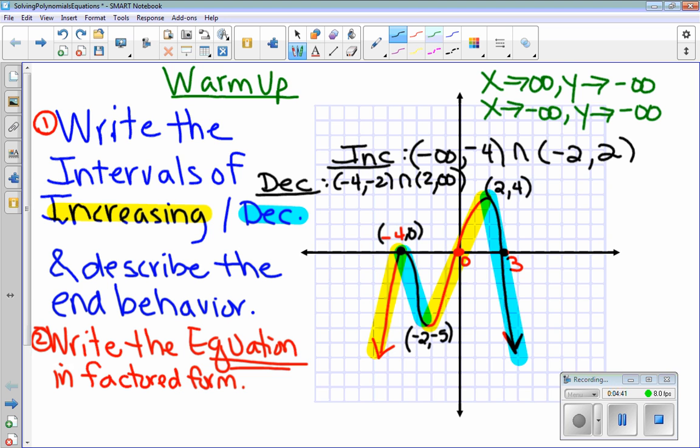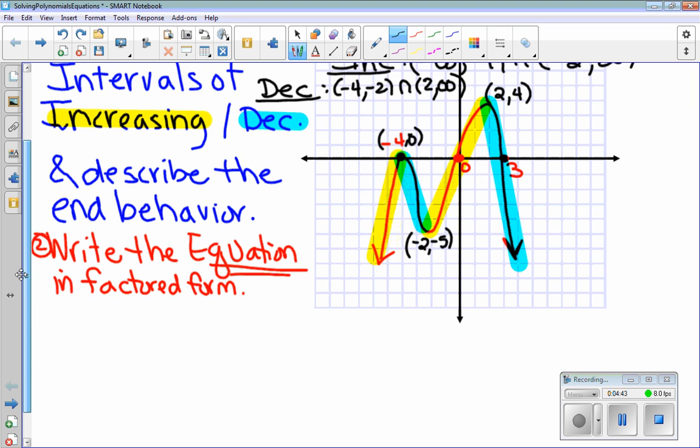Okay? Now, what we talked about last class was writing the equation. What do we need to write the equation? Do you remember what we need to look at? We're not looking at the max and mins anymore. What are we looking at? The zeros. Okay? So we have 3 zeros. Do you agree? 1, 2, 3. But one of those zeros, do you know which one it is?